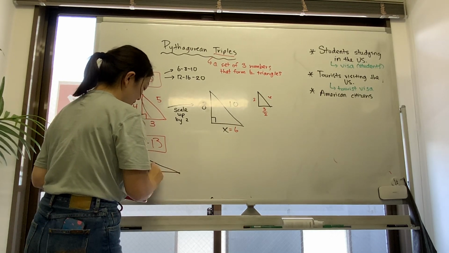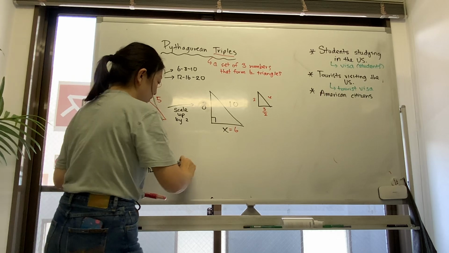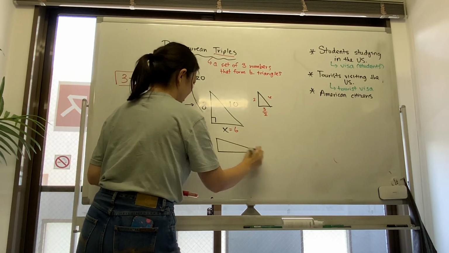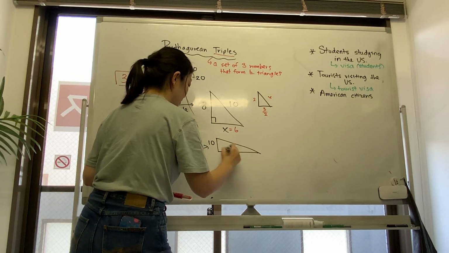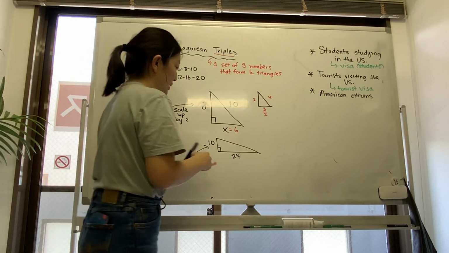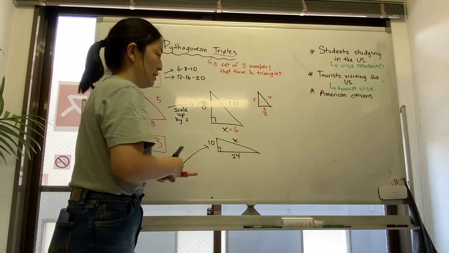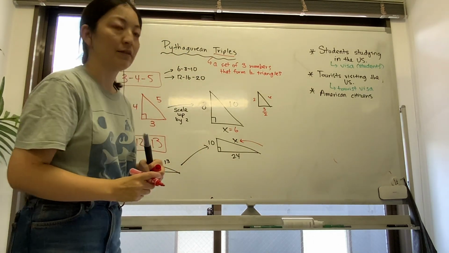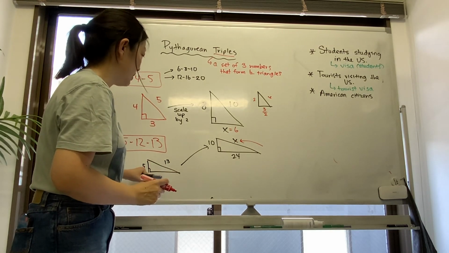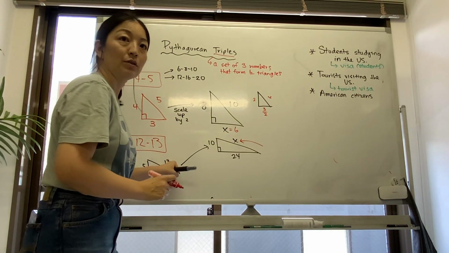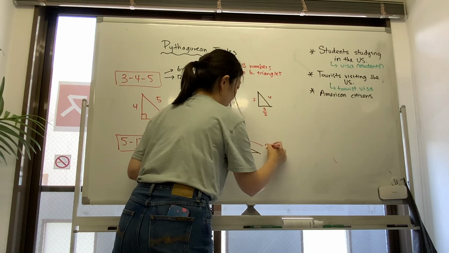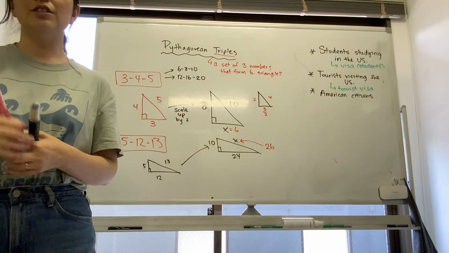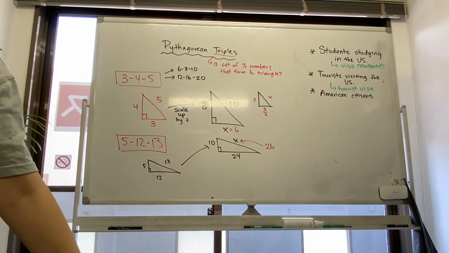5, 12, 13. If you see something that looks like 10, 24, then what would this other side be? 25. What would it be? Not 25. Times 2, times 2, times 2. 26. Close. 26. Okay? That's all the lesson today, okay? You're going to start spotting them.